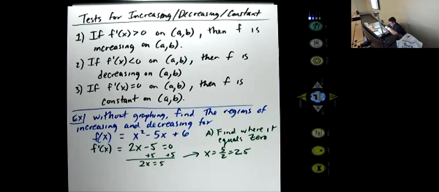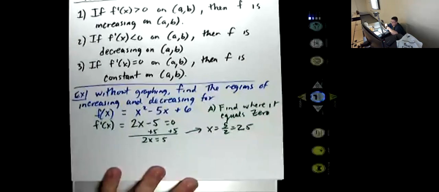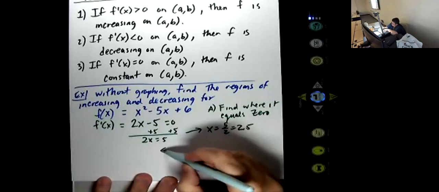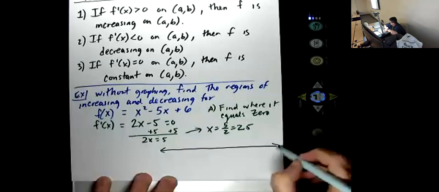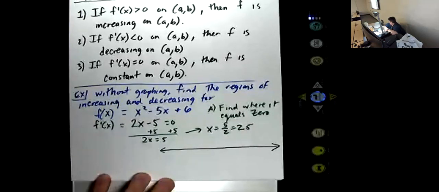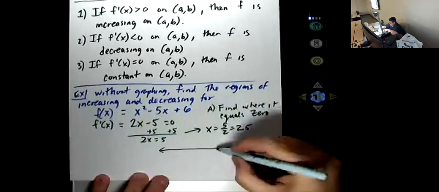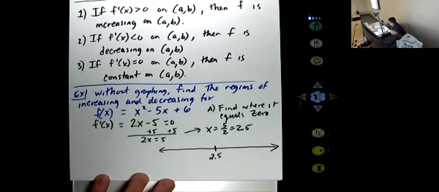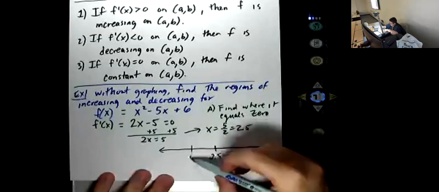And now this is usually easiest to do if you make a sign chart. So put your values on there that you found. Here we found 2.5. And use test points to the left or the right. I will try 0 and 5.